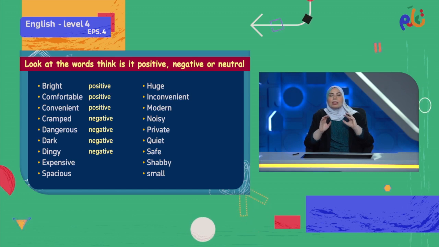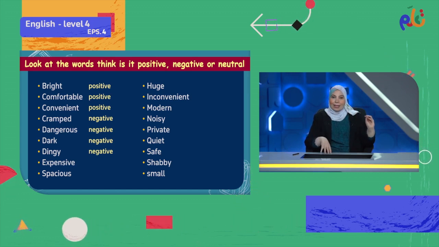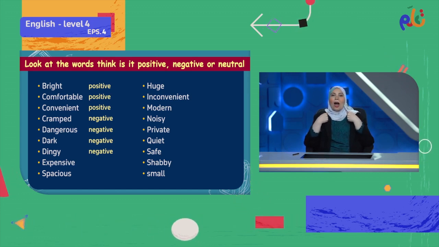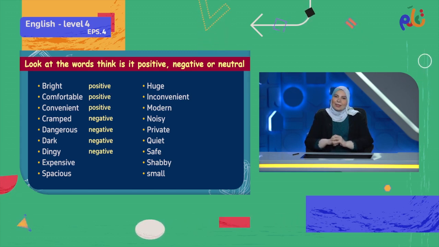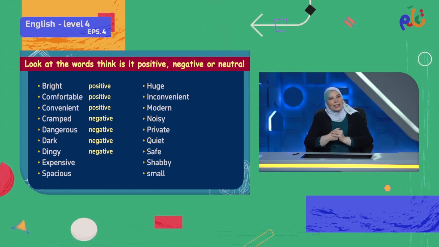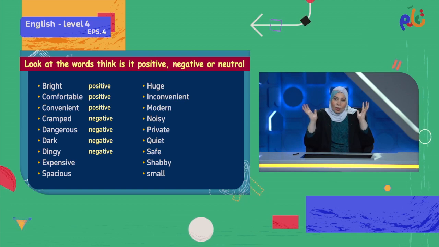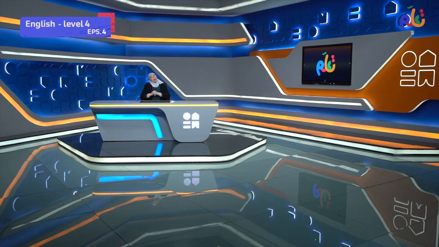So let's think about it. If we have an expensive flat and I am selling this flat, is it something positive or negative? It is positive. I will get a lot of money. But if I am buying a flat and the flat is expensive, it's negative because I will pay a lot of money. So the word expensive is a bit neutral. So you can't tell. It depends on the situation.